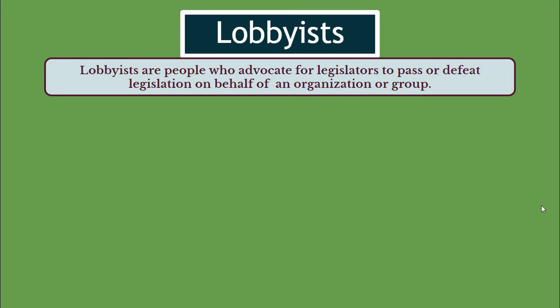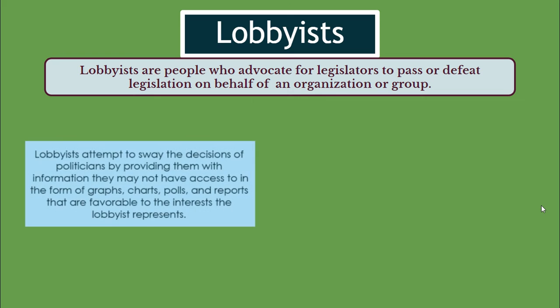Next, we're going to look at lobbyists. A lobbyist is a person who advocates for legislators to either pass or defeat legislation on behalf of an organization or group. So lobbyists attempt to sway the decisions of politicians by providing them with information they may not have access to, in the form of graphs and charts and polls and reports that are favorable to the interests the lobbyist represents. So typically, companies or organizations will hire lobbyists to go speak with congressmen about data that's going to be favorable for that company.